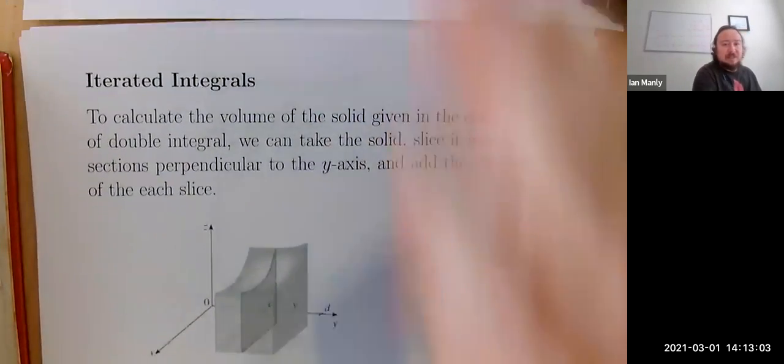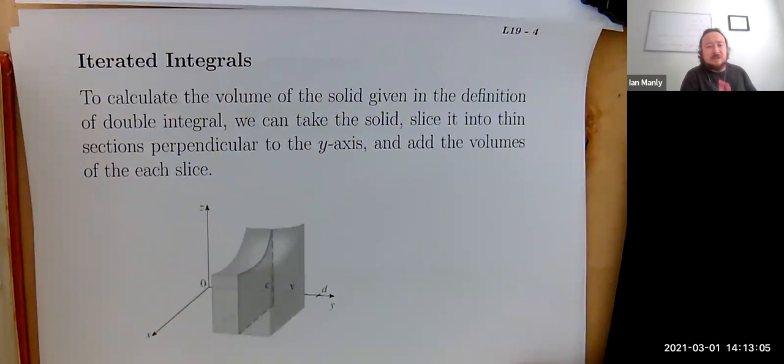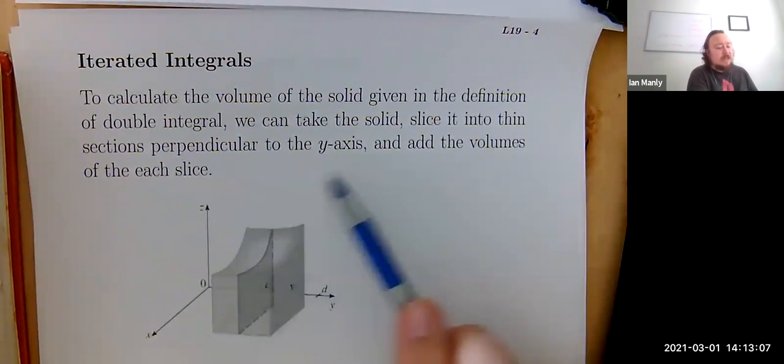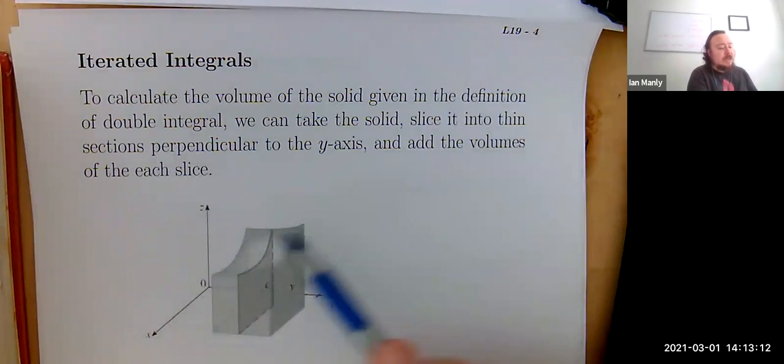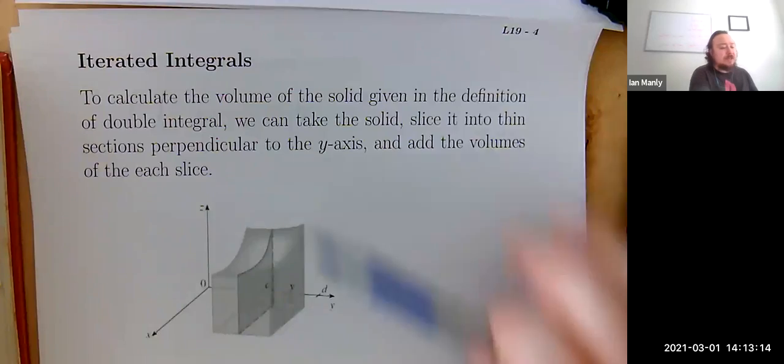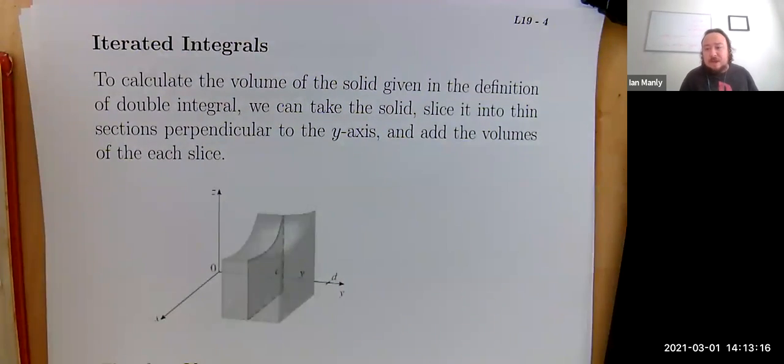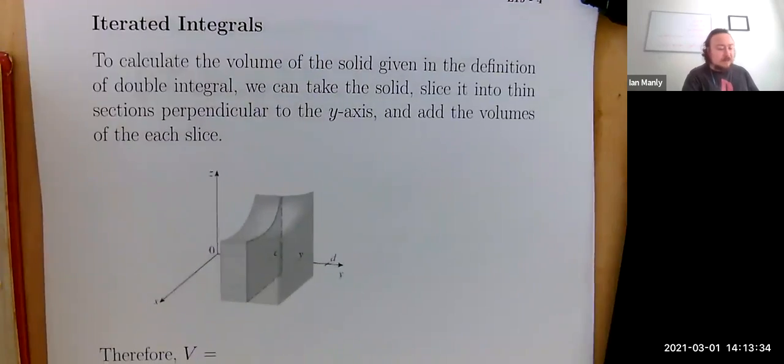So to calculate the volume of the solid given in the definition of the double integral, we can take the solid, slice it into thin sections perpendicular to the y-axis, and then add the volumes of each slice. You may remember, if you had me for Calc 2, where we found the volume of different shapes by breaking it into cross sections that had a very small thickness. That's exactly what we're doing right here. So take that mentality that we had in Calc 2 when we were doing volumes and apply it right here. That's exactly what's going on.